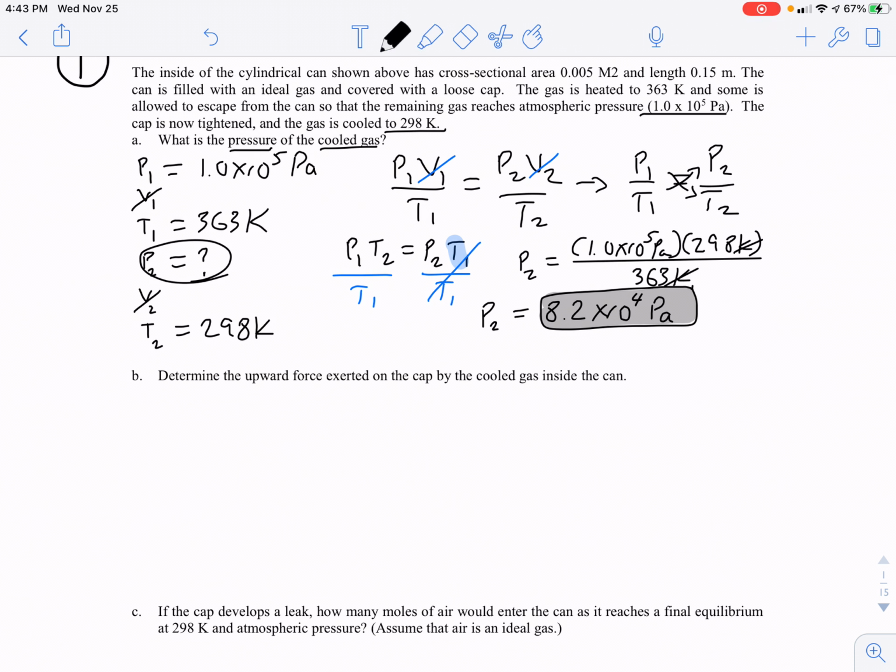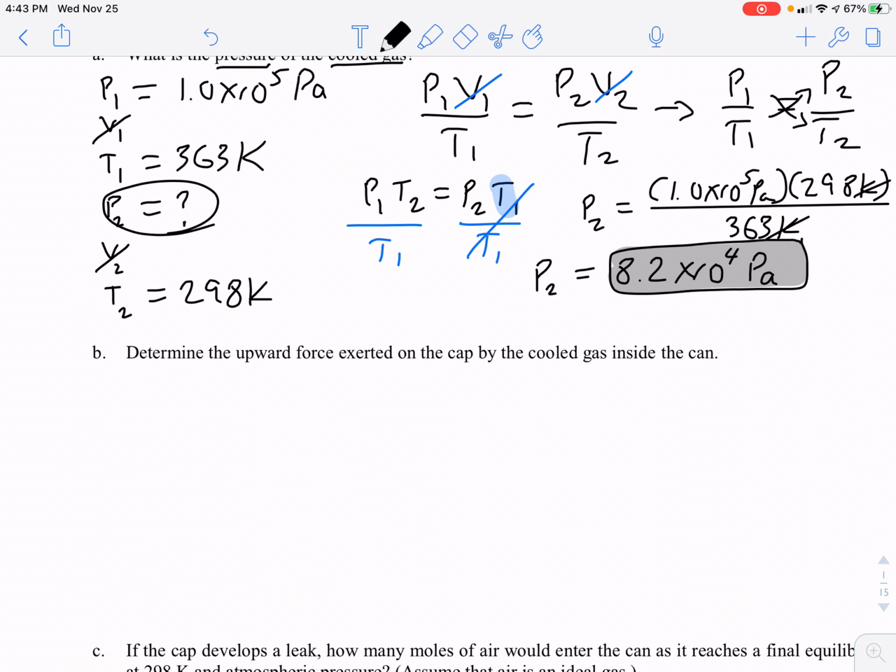Part B, determine the upward force on the cap by the cooled gas inside the can. Well, how do we relate force to ideal gas law? Force relates to pressure in the idea that pressure is the force per unit area, and we are given the area. So we'll solve this for force. Force is equal to pressure times area.